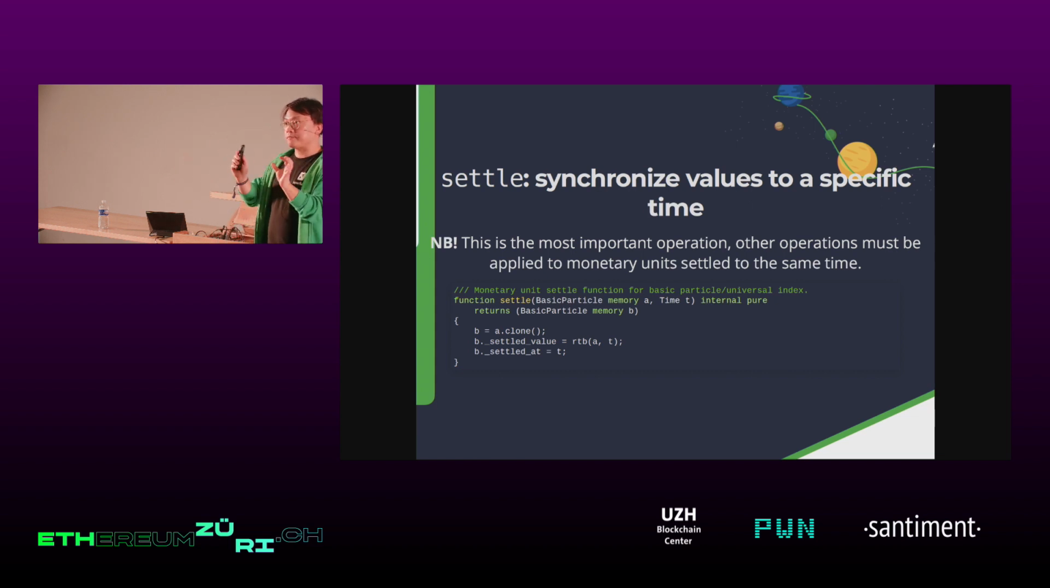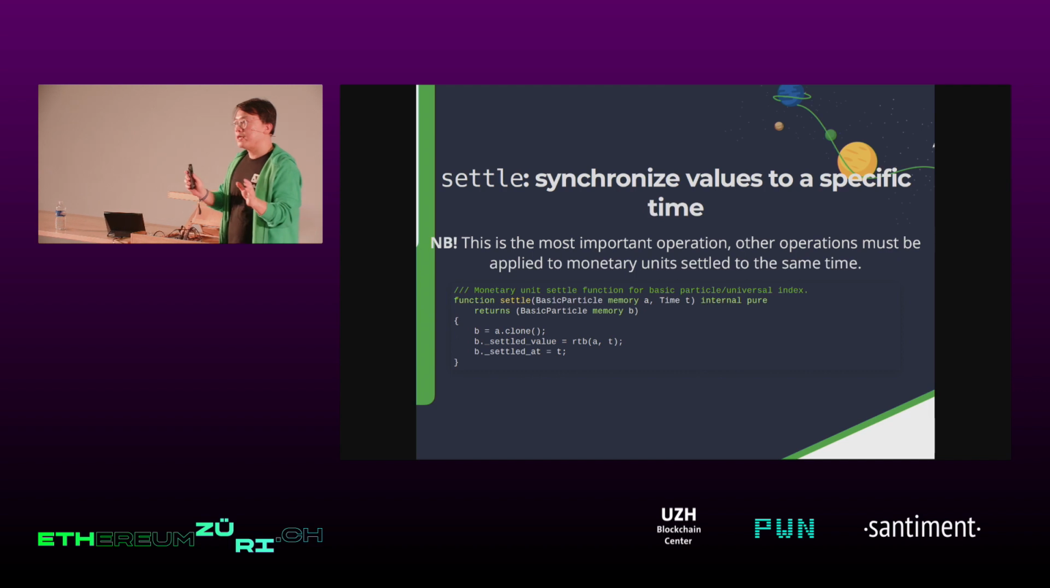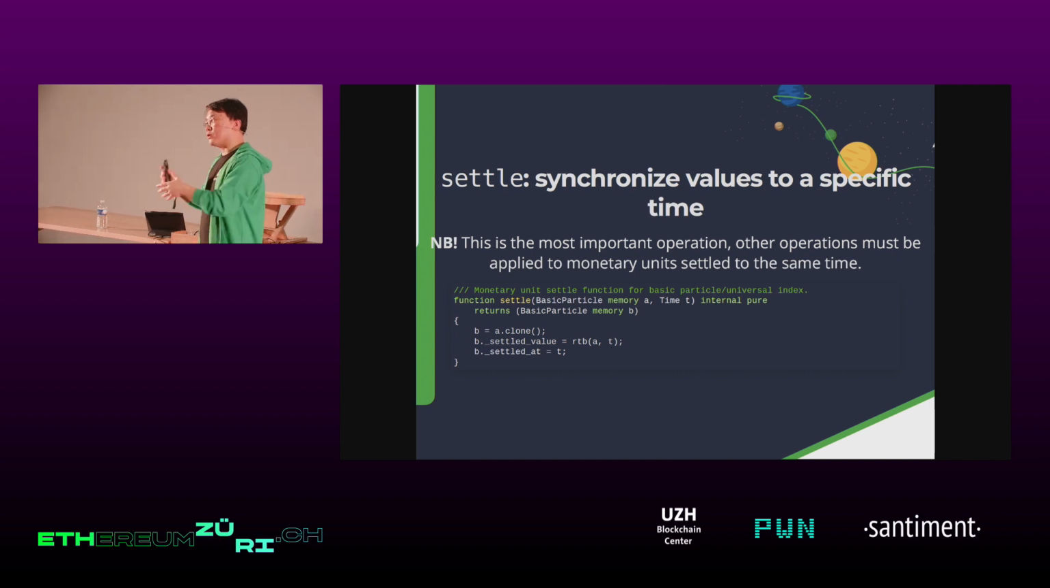As you can see, the first operator is always .clone, so you don't modify the input data. Or, talking about functional programming, you always clone it. In Solidity, unfortunately, you have to do that, so that makes a little bit of boilerplate, but not too much, right? You clone the data, you calculate the real-time balance, that's the second line of the function, calculate the balance, settle it, and put the time in the third field, right?